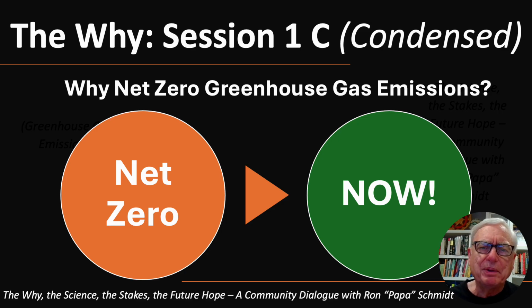And this is going to be a condensed version of Session 1. Session 1 was devoted to why we need to get to net zero greenhouse gas emissions. And so in this shortened version, I'm going to try to condense the information in the longer version to about 10 minutes or so. So let's begin.